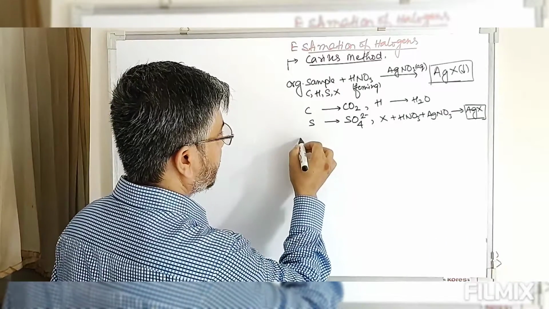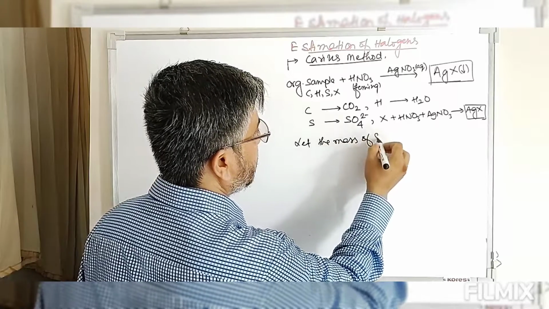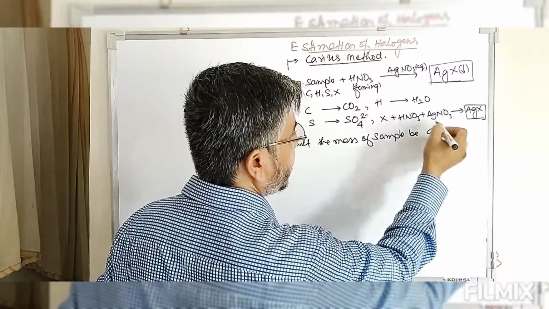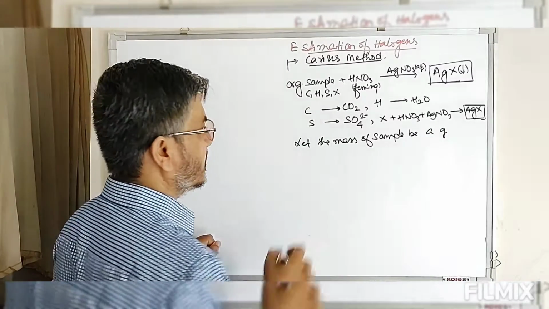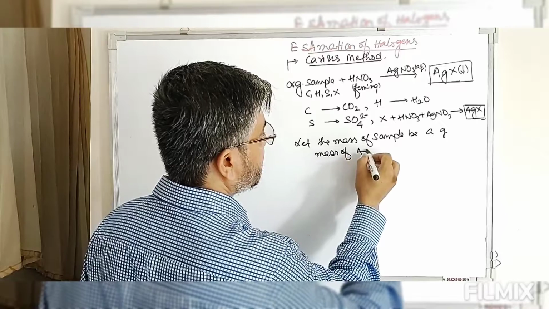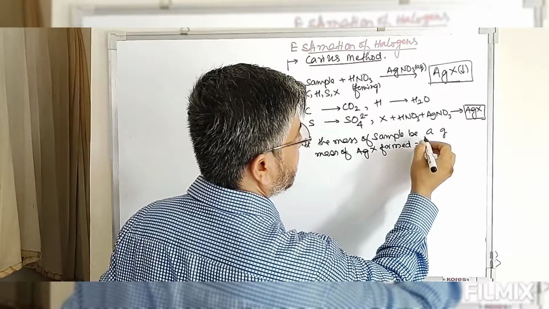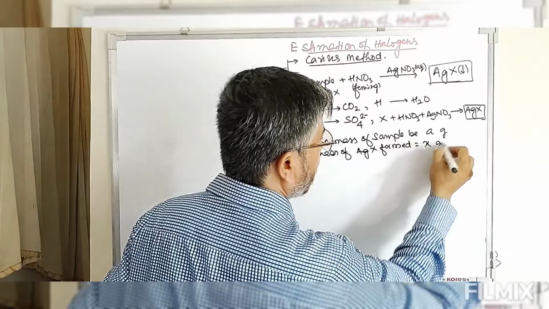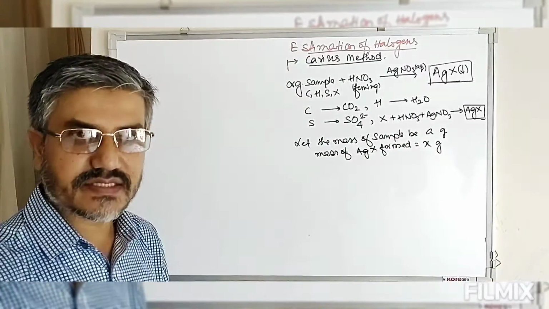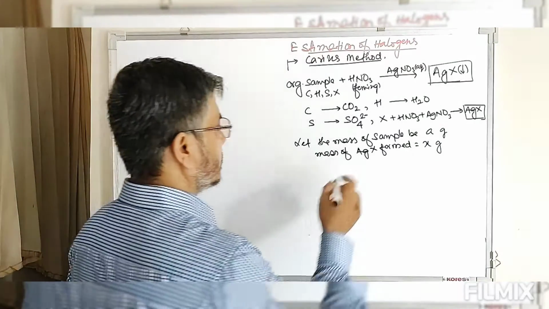So now look at this, let the mass of sample be A gram. So A gram sample is to be analyzed. Then the mass of AgX formed is, suppose, x gram. So the mass of silver halide formed is x gram. Now from this we'll define the mass of halogen.